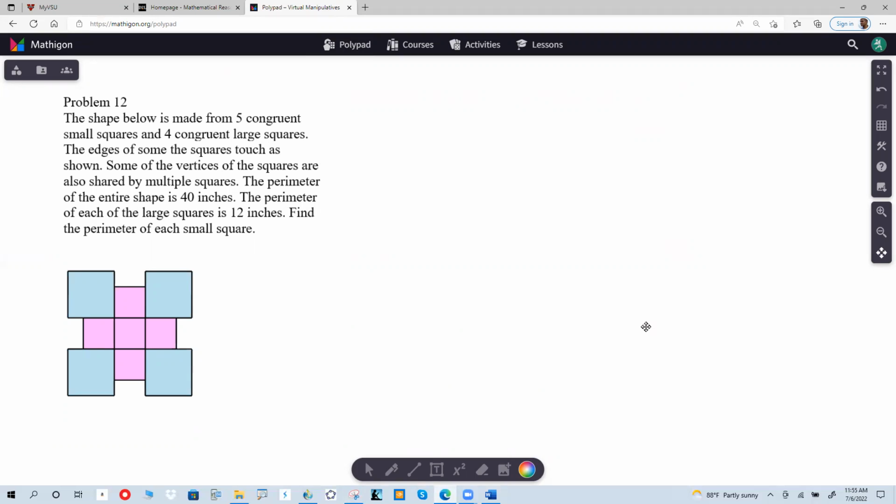The perimeter of the whole thing is 40, and the perimeter of the blue or large squares is 12. So let's see what we can do. This is 12. Now, some of the parts where they overlap don't help me. My whole perimeter is 40. When I say perimeter of the shape, this is what I'm talking about.